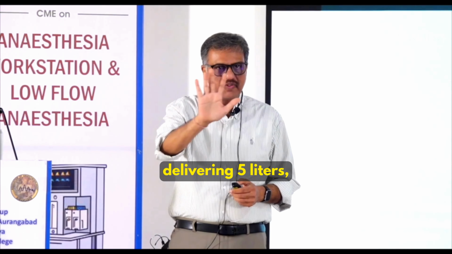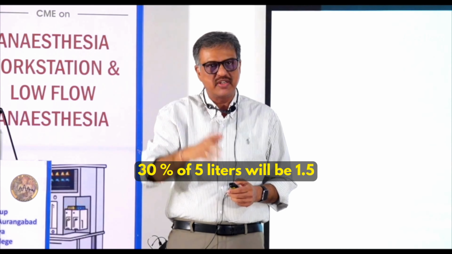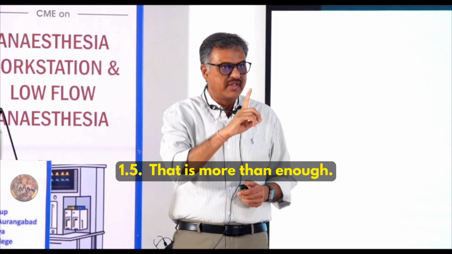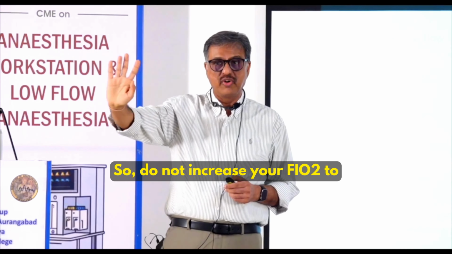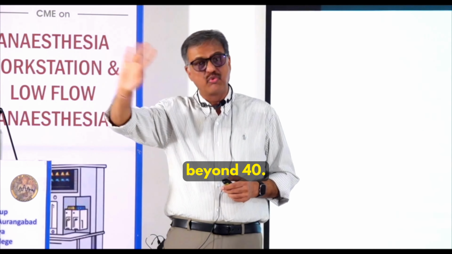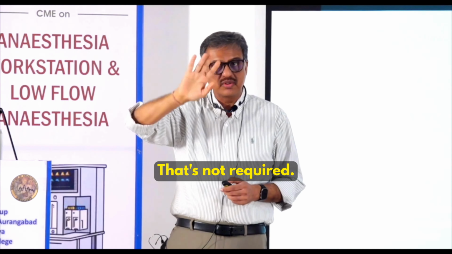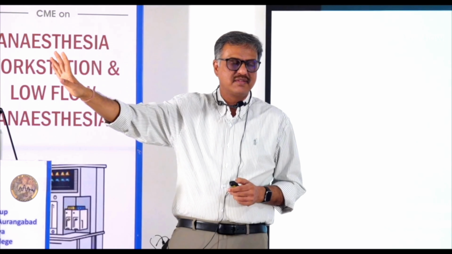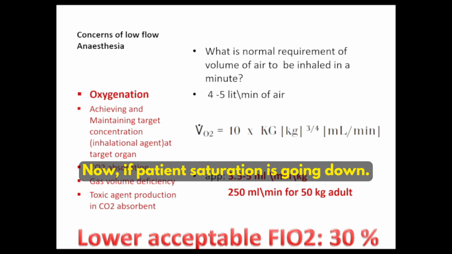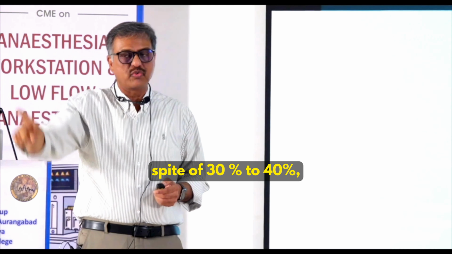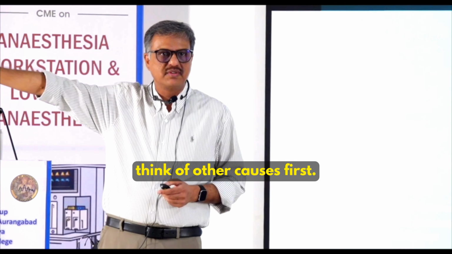If you are delivering 5 liters, 30% of 5 liters will be 1.5, which is more than enough. So do not increase your FiO2 beyond 40. That's not required. The minimum acceptable is 30%. Now, if patient saturation is going down in spite of 30 to 40, think of other causes first.